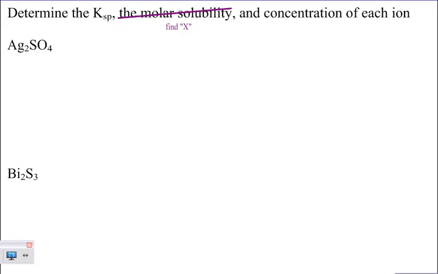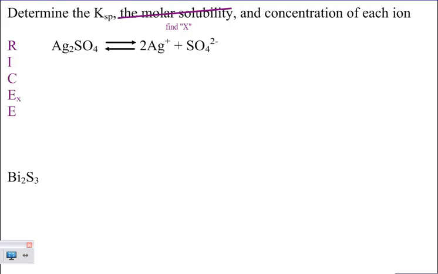I am not. Remember back to your rice table, when we're not calling it just rice, we're calling it rice-E, because when you get to equilibrium, we express it in terms of X. You're going to find what that X is. But before we can do anything, let's write these solids, or semi-soluble solids, as equilibrium expressions. So silver sulfate breaks down into 2 silver ions and 1 sulfate ion.